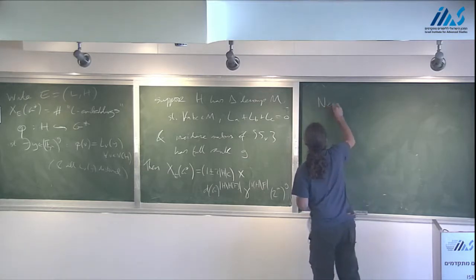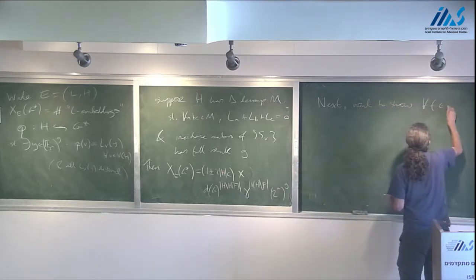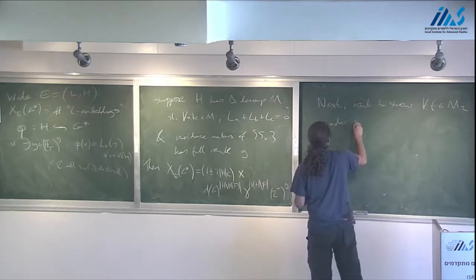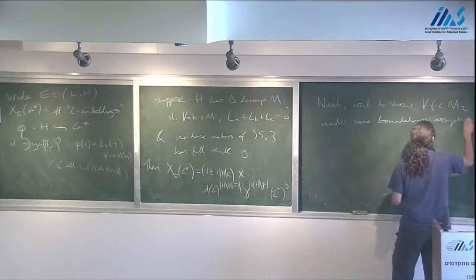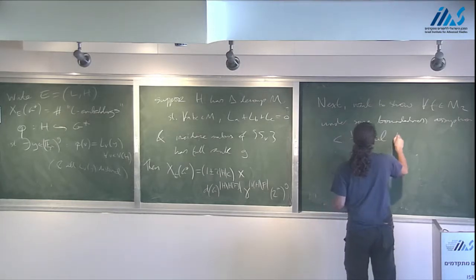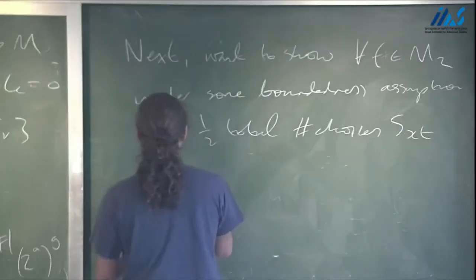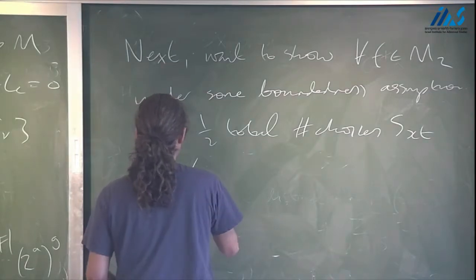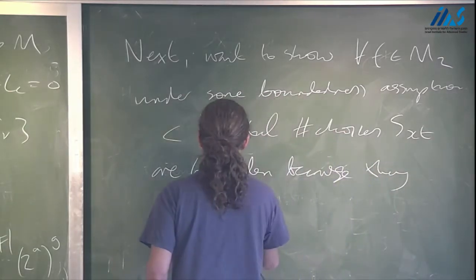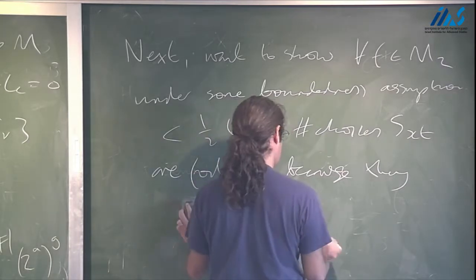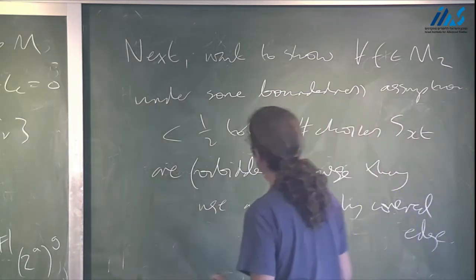So next, one, to show for all, and two, under some boundedness assumption, less than half of the total number of choices of SXT are forbidden because they use a previously covered edge.